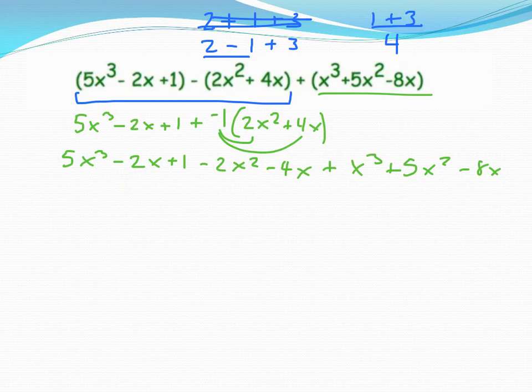So let's look at 5x to the 3rd. Do I have any x to the 3rds? Ooh, I got one right here. So 5x to the 3rd plus x to the 3rd, 6x to the 3rd. Okay, start the next one.